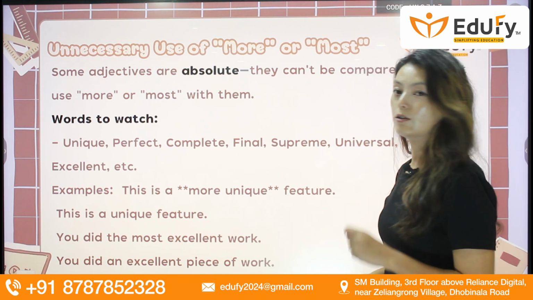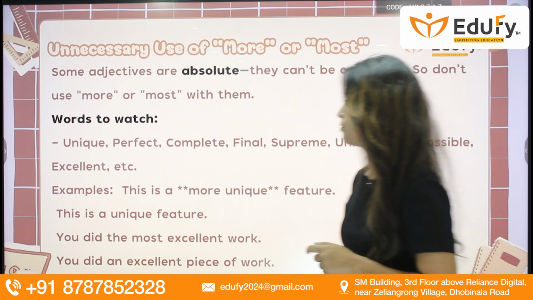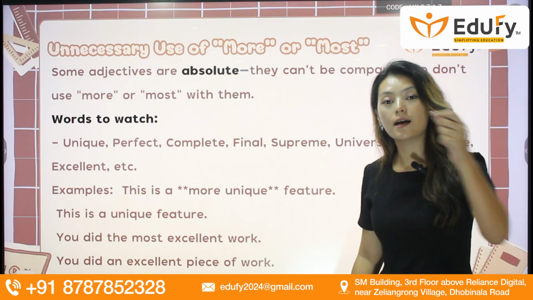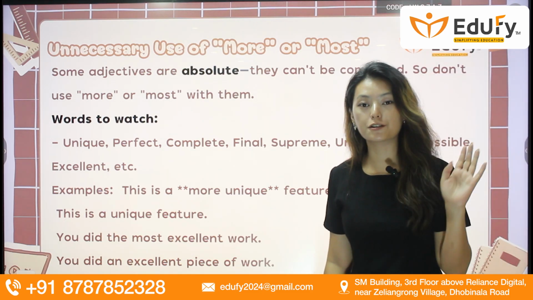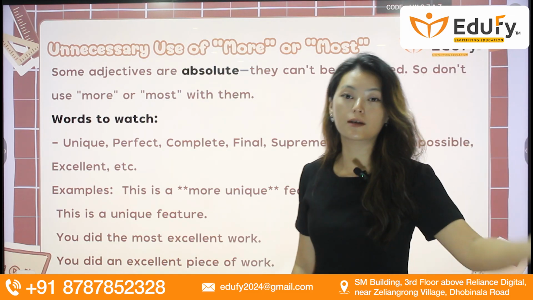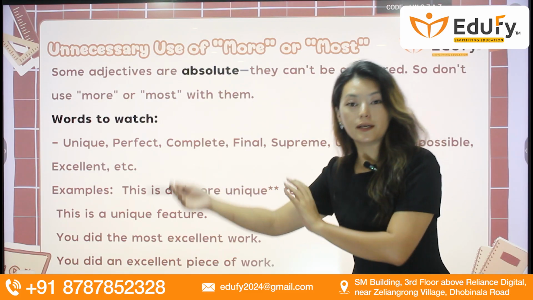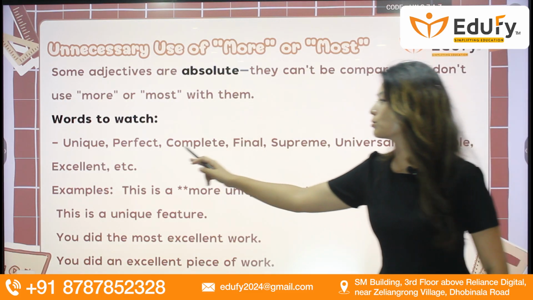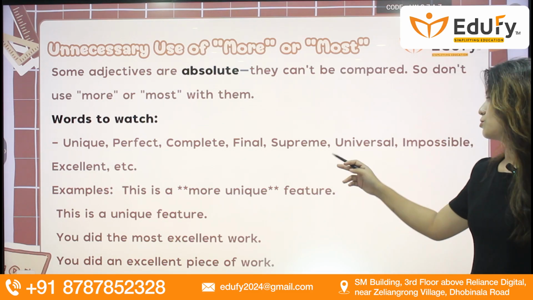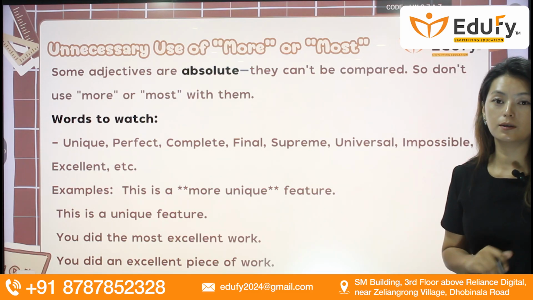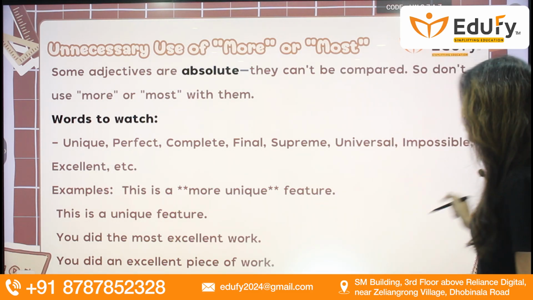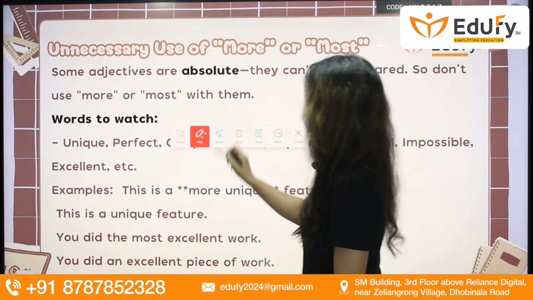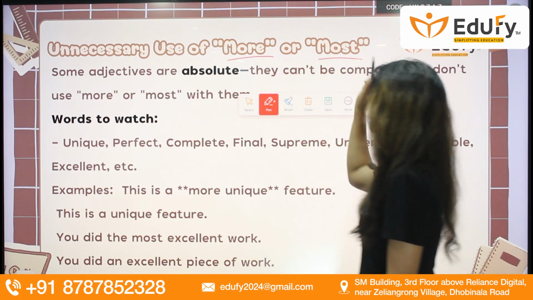Okay, so let's take a look at those words that you have to watch out for. Unique, perfect, complete. Complete means what? Absolutely done, finished. Yes or no? So you can't go beyond complete. You can't be more completed, right? So therefore, you cannot use more or most with these words. Final, supreme, universal, impossible, excellent. These are all words that are absolute. So therefore, you cannot use words such as more and most.